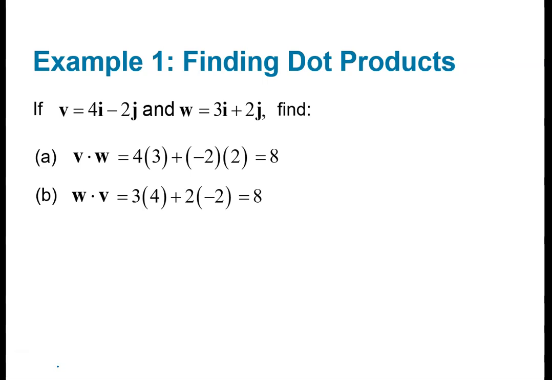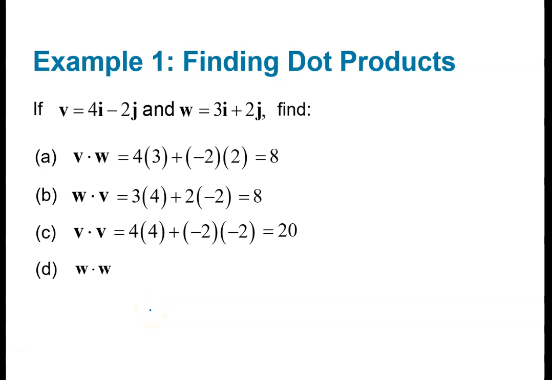All right, dotting v with itself. That means I'm going to multiply the 4 times itself, the negative 2 times itself, and add those. So I'm going to get 16 plus 4, negative times negative positive, that's 20. All right, this is actually the magnitude of the vector squared, which we'll see in just a second. All right, w dot w, same thing. We're going to square the 3, we're going to square the 2. That's going to give us 13.